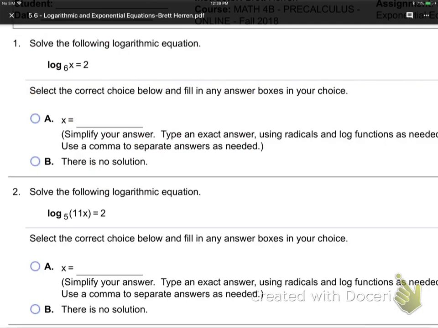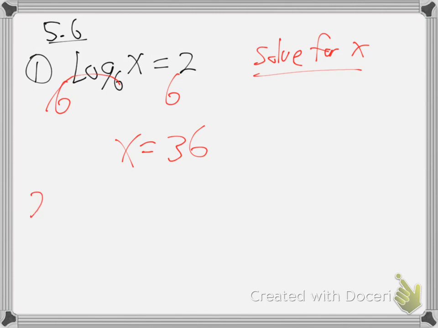Number 2, same thing. Log base 5 of 11x equals 2. So what are we going to do there? Same thing, get rid of the log. Solve for x on number 2.